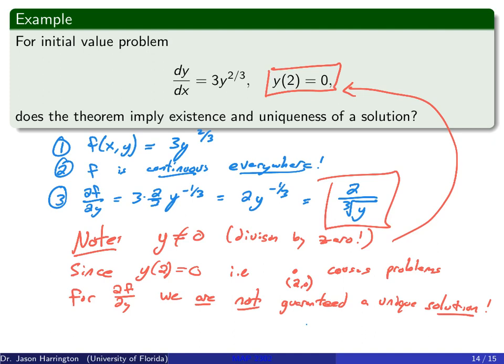Now again, I don't know what happens, right? There still could be a unique solution. We're just not guaranteed one. There could be other solutions. Maybe a solution doesn't exist. Maybe one does. I literally don't really know. The theorem only says, if these conditions are met, I know for a fact I'm going to get a unique solution. If the conditions are not met, I don't know. May or may not get a unique solution.